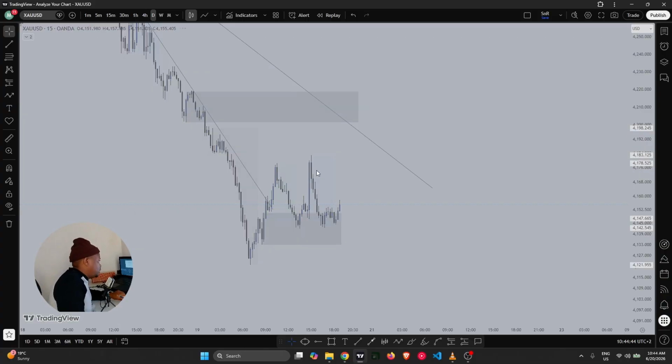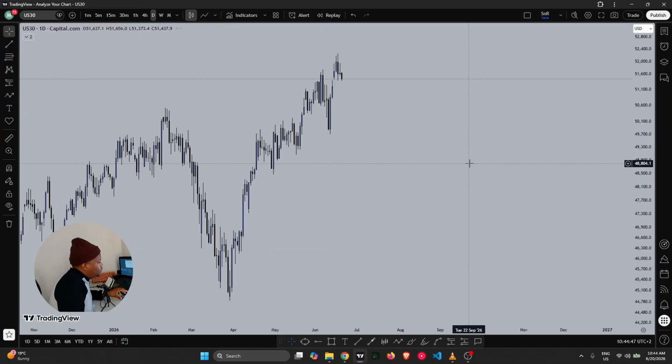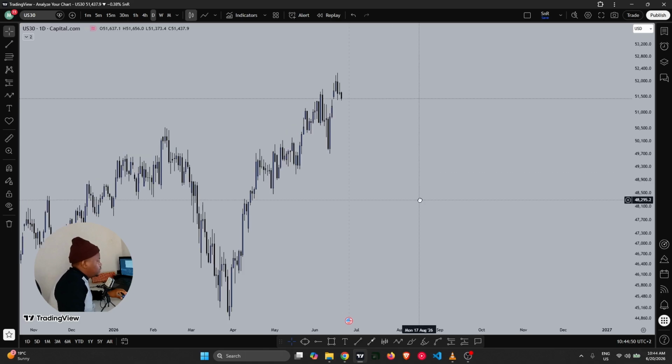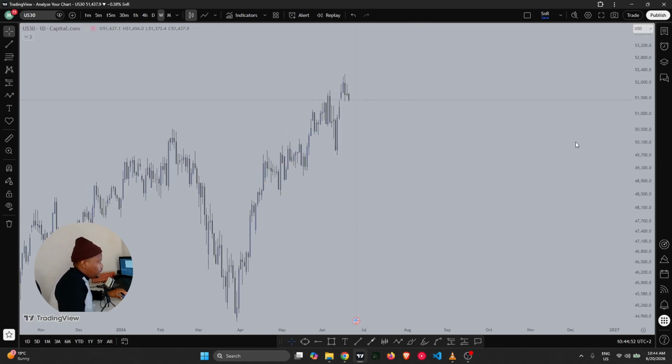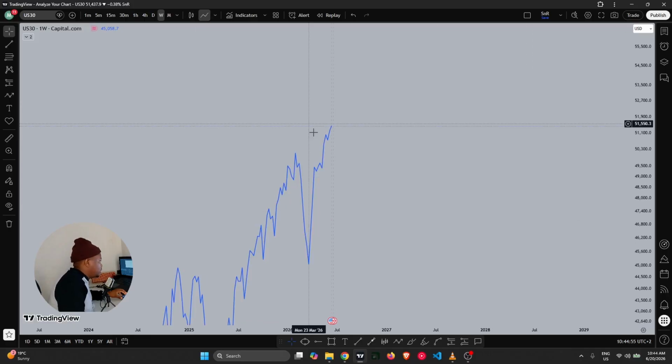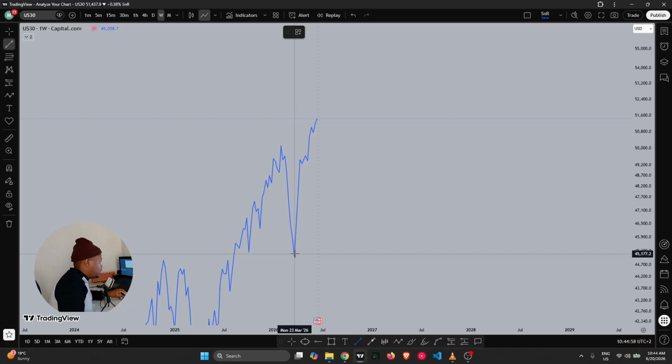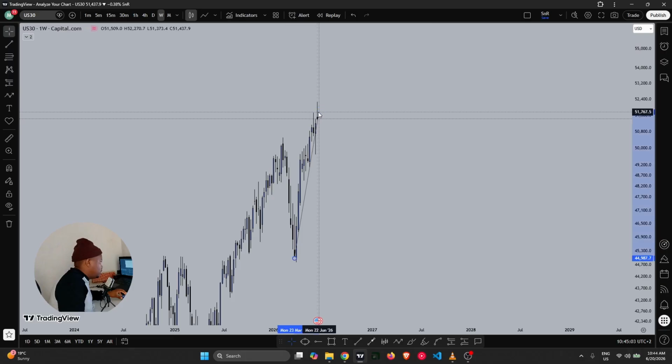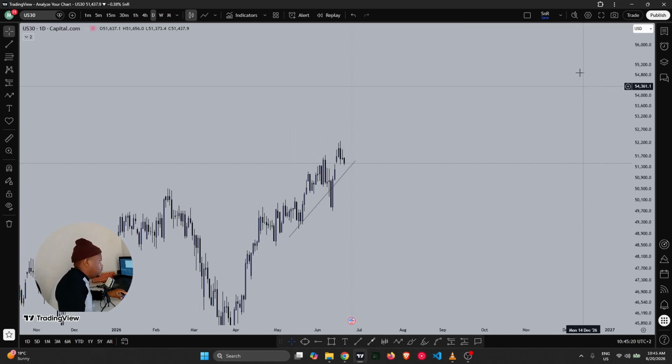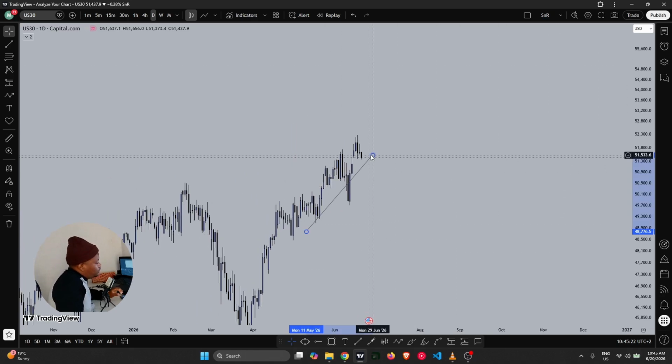And US30. US30, let me see the weekly first. Maybe there's something interesting happening there. Okay, let me try this. Okay, I'm just gonna stick to these two structures here. A more recent price. Okay, so that was on the weekly time frame.